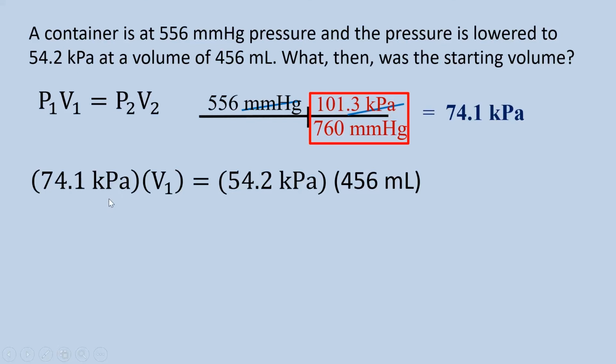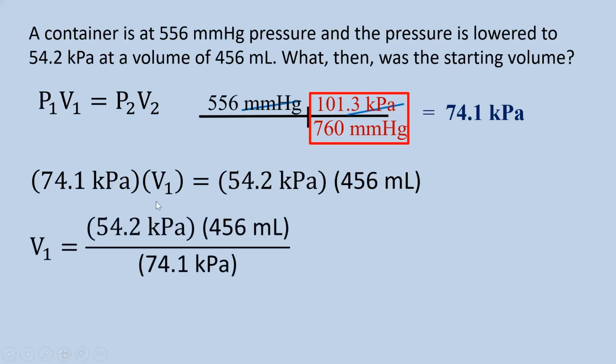Here we're looking for V1, so it's a bit different than the last one. 74.1 kPa is our starting pressure. It's the same as 556 millimeters of mercury, but we had to convert it so it was the same on both sides of the equation. So that's our starting pressure that we worked out here. We're looking for V1, so that's just going to stay as our variable. Then we have 54.2 kPa at a volume of 456 milliliters as our final conditions. So then we can divide by 74.1 on either side to end up with this as our final thing to plug in.